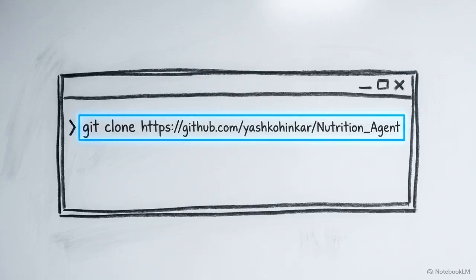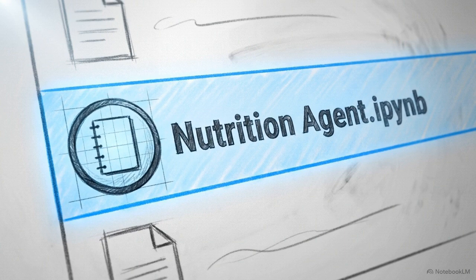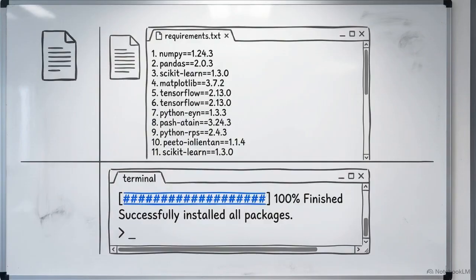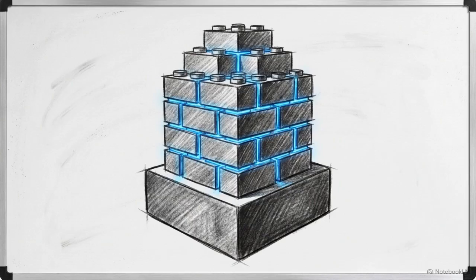Let's get the code. Open your terminal and run the git clone command on the nutrition agent repository linked in the description. Navigate into your newly downloaded project directory. Inside, you will find the main Jupyter Notebook file. Go ahead and launch it. Before you run any cells, you must install all the packages listed in the requirements file. Skipping this step guarantees broken builds and failed imports. Executing these setup steps systematically ensures you have a stable, error-free foundation for the customization phase.